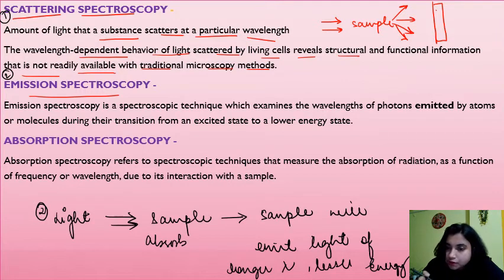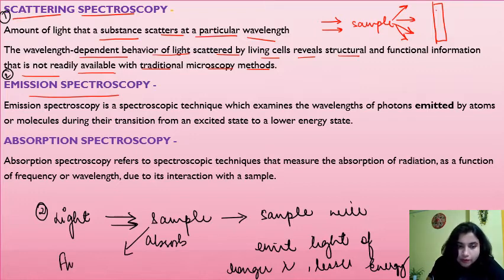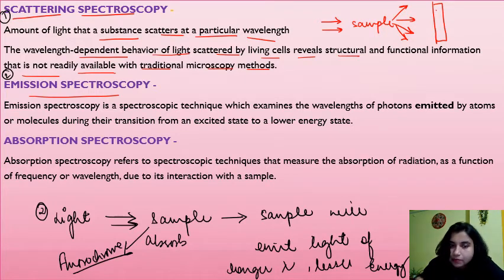And for emission of light by the specimen or sample, we need to stain it with fluorochrome, right? Once it is stained, whenever the light interacts with the sample, it will absorb the light, and after some time it will emit light of longer wavelength and lesser energy, right? And this can be used for detection of the concentration as well as the structure of a sample.